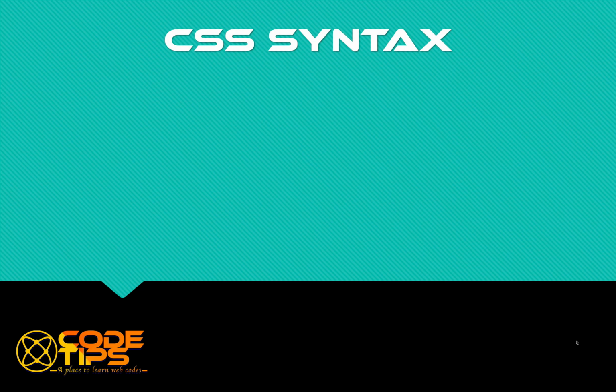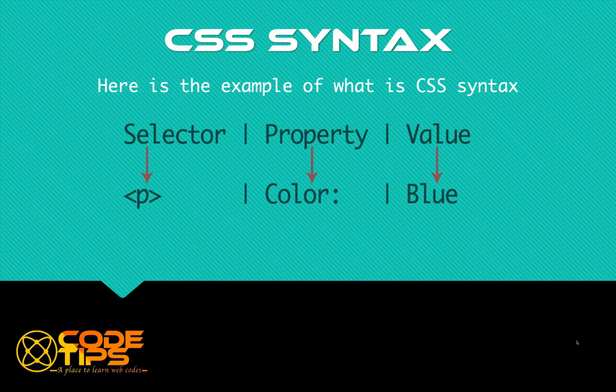Now let's learn CSS syntax. Here is an example of what CSS syntax looks like. So we have three words here: one is selector, then property, and value. So in here, for example, I have chosen paragraph, which is only P, within the less than and greater than signs. Then we have a property. That means you want to apply this property to this element, and then a value. So what we're saying here is, take this element, apply this value to this property.